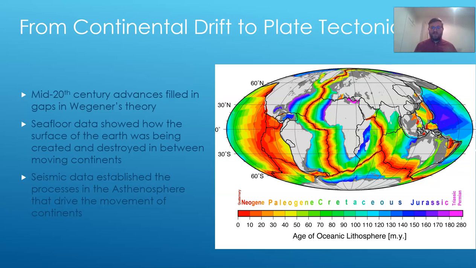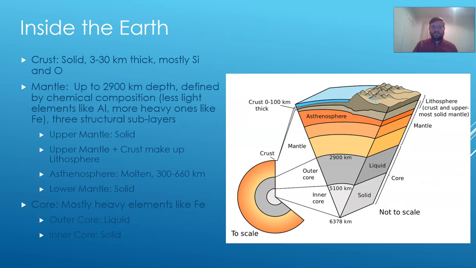So what is moving these continents around? Why would a continent move from one place to another? Once we understand the interior of the Earth, we can explain that, fill in that gap in Wegener's theory, and that's why since about the mid-20th century, geologists have come around to accepting plate tectonics as this unifying theory for the discipline. So let's take a look inside the Earth.